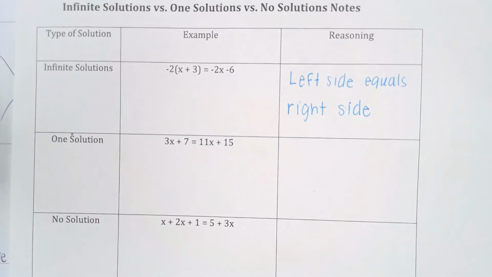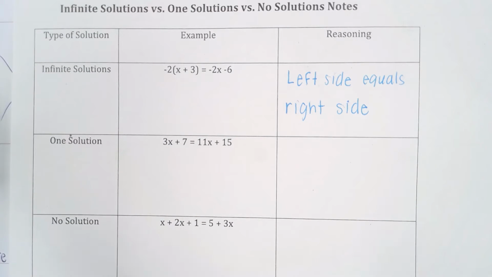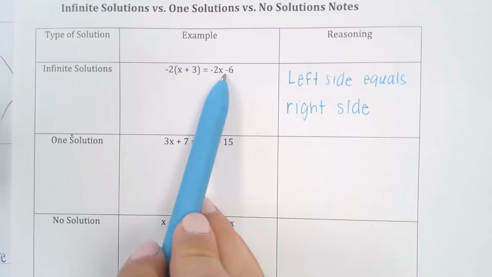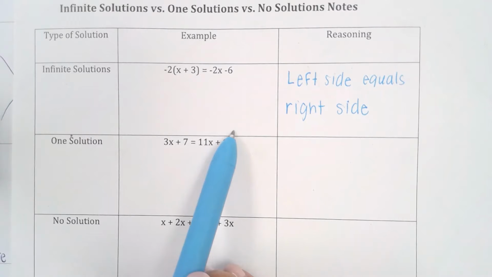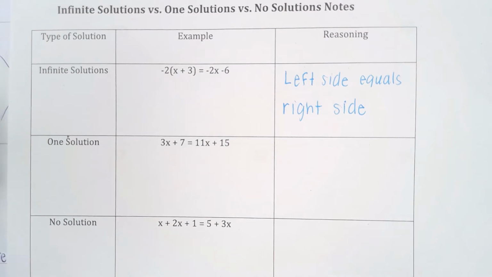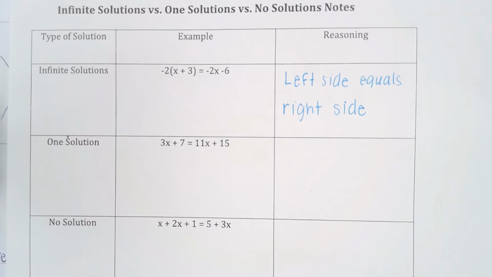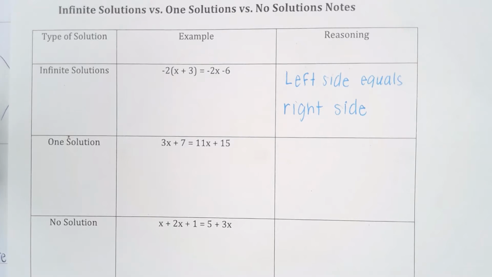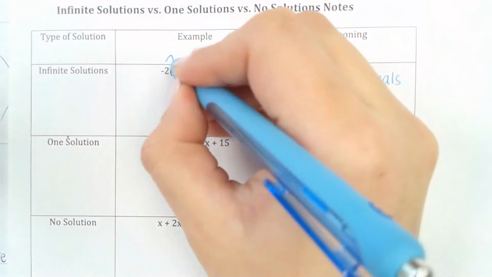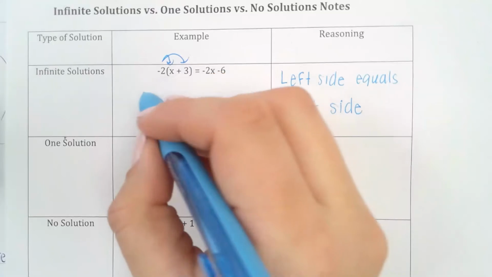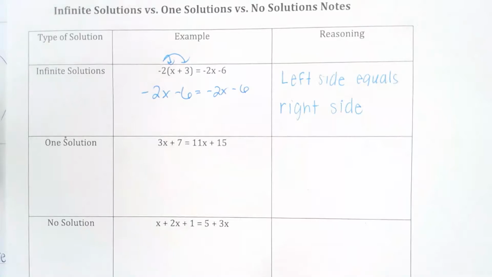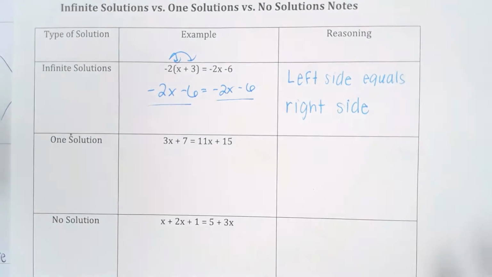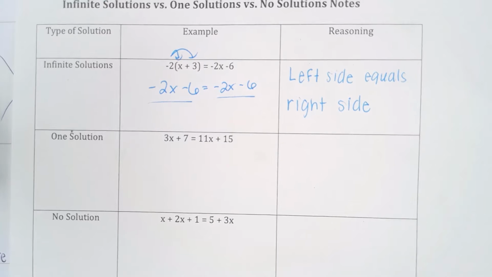The reason why you're going to get infinitely many solutions is because no matter what number you plug in for x, you're always going to get like 1 equals 1, 2 equals 2, 3 equals 3, 4 equals 4. It doesn't matter what number you plug in because you're going to get the same solution on both sides, which means since we have infinite numbers, you're going to have infinite solutions. I can show you how this is equal to the other side, because if you do your distributive property, you get negative 2x minus 6 equals, again, negative 2x minus 6. Since you have the same thing on both sides, you are going to have infinite solutions.